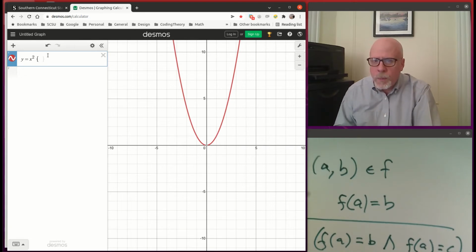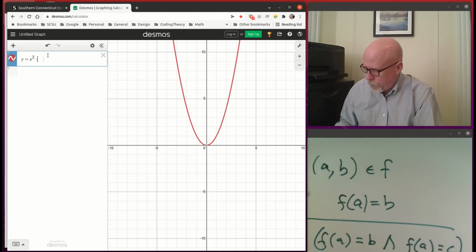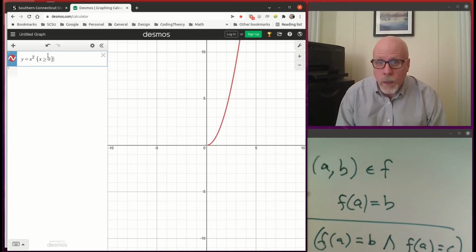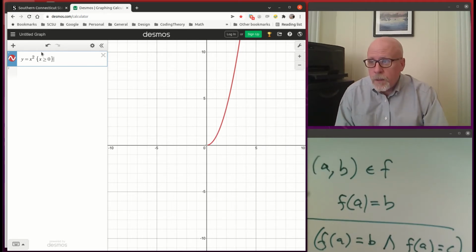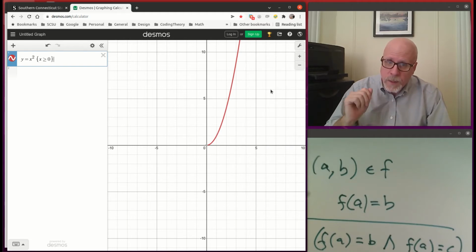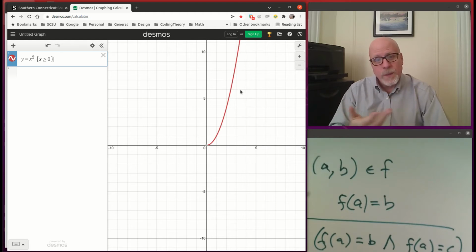If you use curly braces, this will put on a restriction. So for instance, I could say x has got to be greater than or equal to 0 in curly braces, and it makes something now that is one-to-one. This new function is literally a different function because it's got a different domain. The domain is part of what makes the definition of a function. Yeah, this guy is one-to-one, even though it comes from something that was two-to-one.